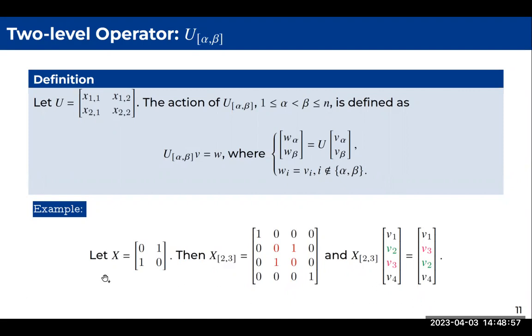You can embed this U into an identity and keep all the other elements on the diagonal as 1. For example, if you have an X gate, X_{2,3}, meaning you want your X, your NOT gate, to act non-trivially on the second and third elements in the vector, you plug it into this matrix, and you just perform the swap on V2 and V3, and you'll get these vectors.